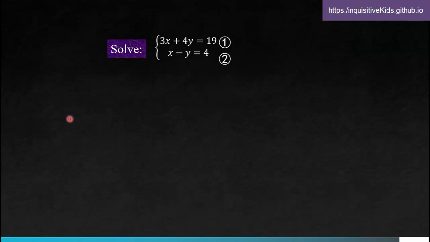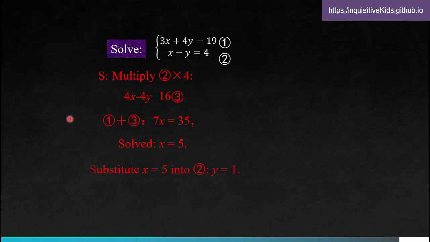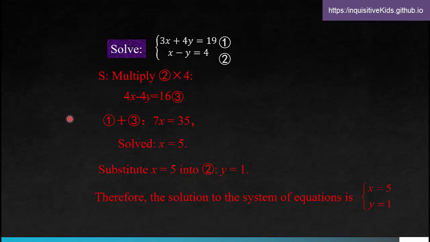So solve. First, again, we can multiply equation 2 on both sides by 4. So that would be equation number 3. Add equation number 1 and 3 together, 7x is equal to 35, therefore x is equal to 5. Substitute into equation number 2, and y is equal to 1. So therefore, the solution is x is equal to 5, and y is equal to 1.